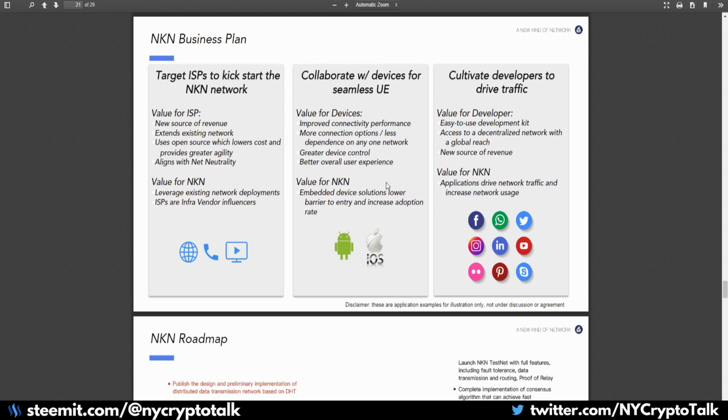Value for the NKN is to be able to leverage existing network deployments. ISPs are infra vendor influencers. They also plan to collaborate with devices for a seamless user experience, and basically any users can use the NKN network. They also want to cultivate developers to drive traffic. So by having an SDK, they can help build applications on top of the existing platforms or build new applications to be able to utilize the network usage of NKN.